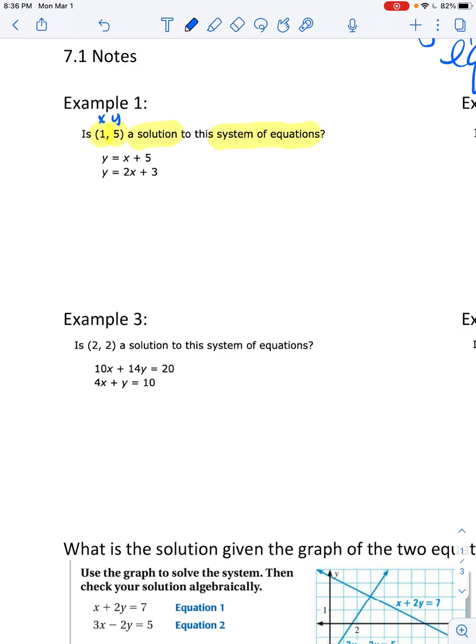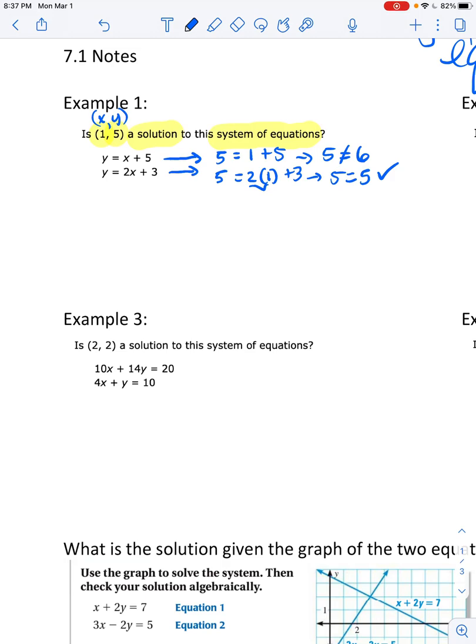So I have to check. I'm going to put in the 5 for the Y in my first equation and the 1 for the X. So I'm taking this first equation and I'm plugging in the XY coordinate pair that they're asking me about. Then when I look at that, it comes out to be 5 equals 6, which is clearly not true. If I put my same pair of points, 5 goes in for Y and 1 goes in for the X, that would turn into 5 equals 2 plus 3, which is 5, and that one's a yes.